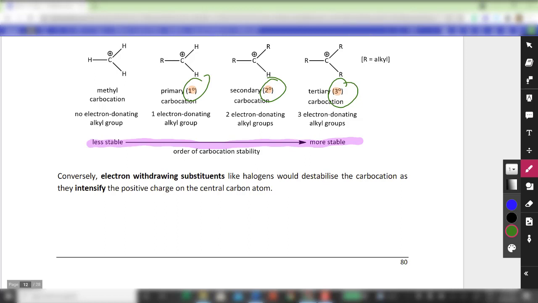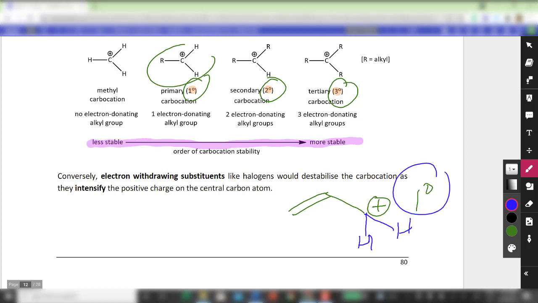So for example, let's say I look at this particular carbocation. Based on our definition here, this carbocation is actually primary. Why is it primary? Because the carbon right at the end is bonded to 2 H's.